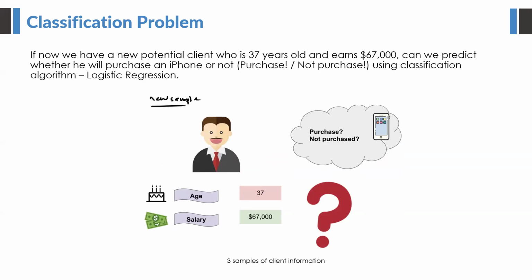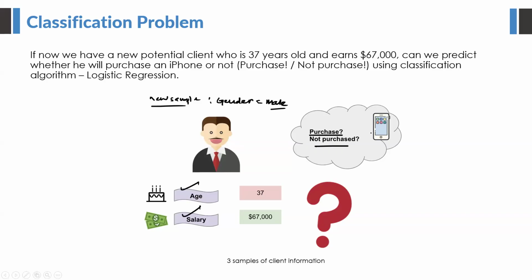The new sample data that you see here has gender equals male, age is 37 years, and salary is equal to $67,000. These are all the informations available to us, and this helps us in getting the category, whether the person has purchased the product or has not purchased the product.